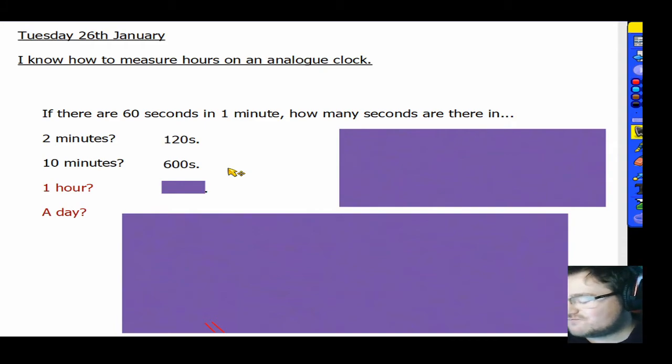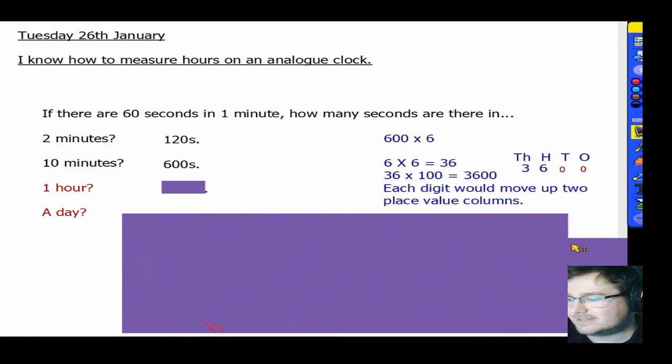1 hour. Now it gets really, really tricky. What we're basically doing here is, well, we know that 600 seconds is 10 minutes. So we need to times this by 6. Or if we look here, 60 times 60. Wow. Let's see how we do it. So this is how I did it. I did 600. I know 10 minutes, so I could do 600 times 6 because there's 6 lots of 10 minutes in 1 hour.